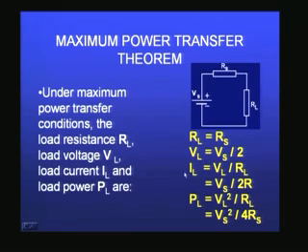Similarly, the current through the load IL will be VL by RL, we all know that, and if you substitute this value of VL, it is Vs by 2R. The power is voltage multiplied by current, so you will find VL square by RL, that is the power V square by R, or it is Vs square by 4R. So this is the maximum power. Vs square by 4Rs is the maximum power that will be delivered to the load RL.